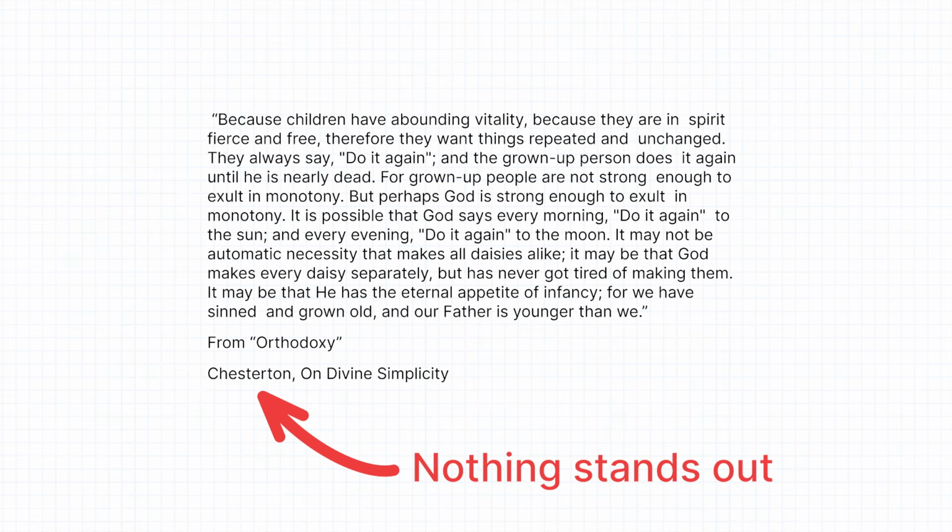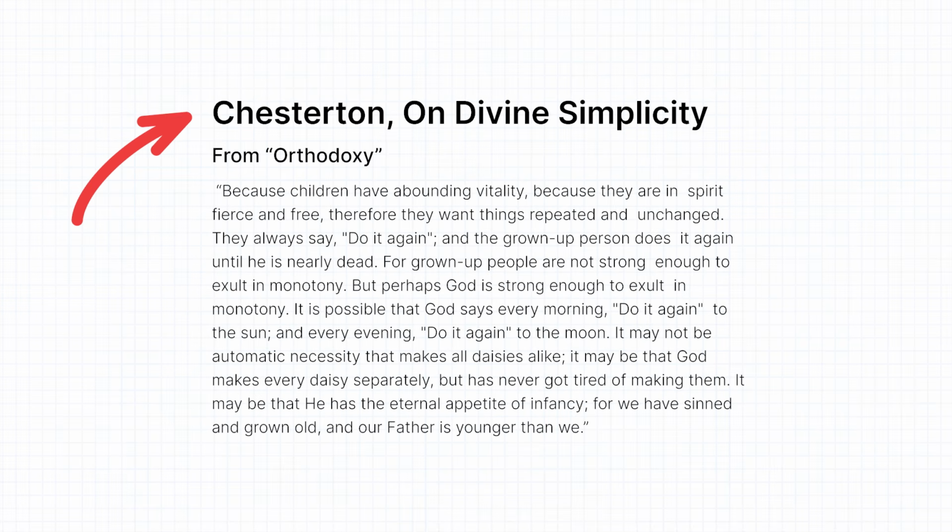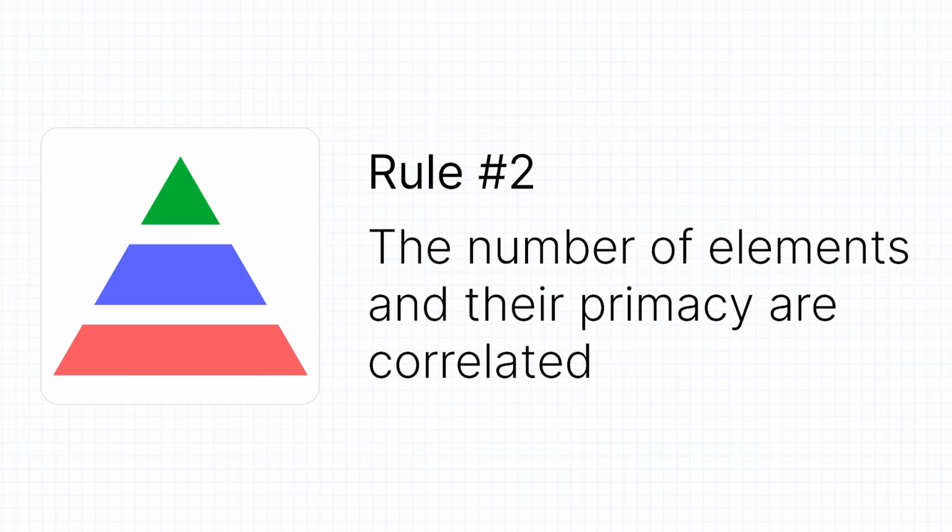Now, we rank things by primacy because if everything was equally important, then nothing would stand out. That's the reason we care about hierarchy at all. We can only have one element that's most important. We can only have a few elements that really get noticed. Most of our design, if it's going to be good, has to be relatively uniform. So the second rule of visual hierarchy is this: the number of elements and the primacy of elements are correlated.